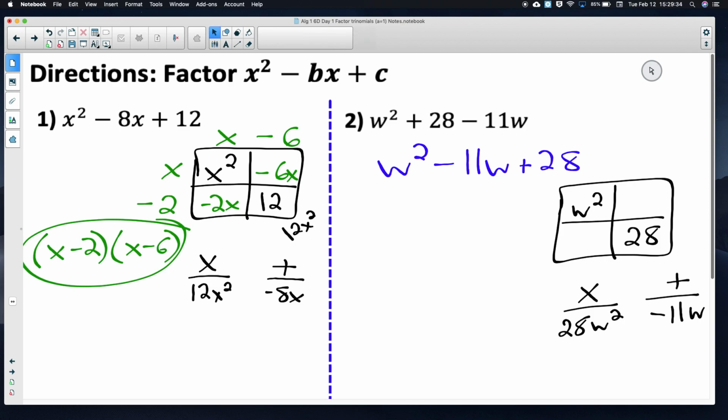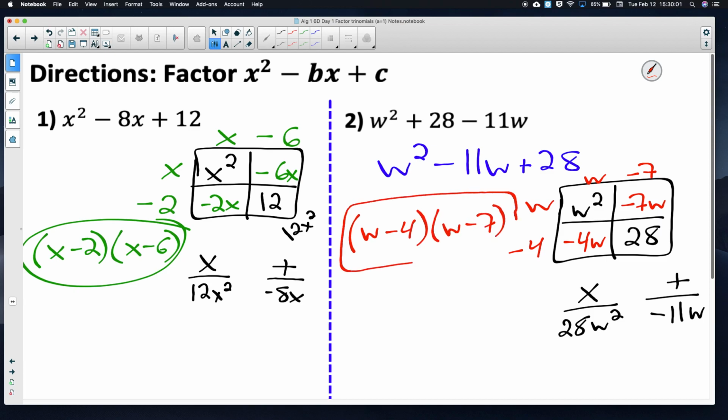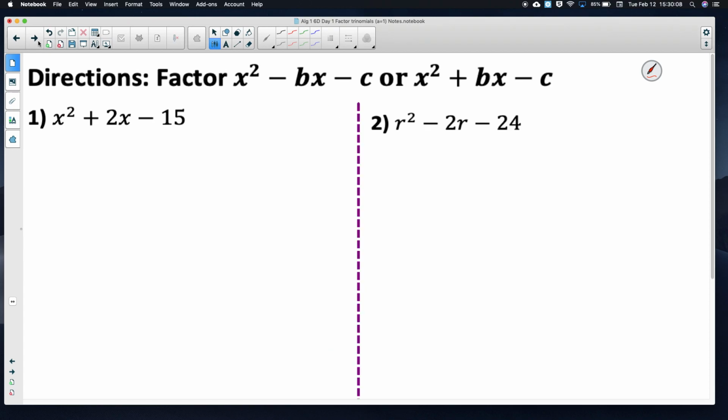Well, those pairs of numbers are going to be negative 7w and negative 4w. And when I factor out the GCFs of the rows and the columns, I get w minus 4 on the rows, and on the columns, I get w minus 7. So the factors of this polynomial are w minus 4 times w minus 7. And I can always double check my work by multiplying those together. Simple as that.